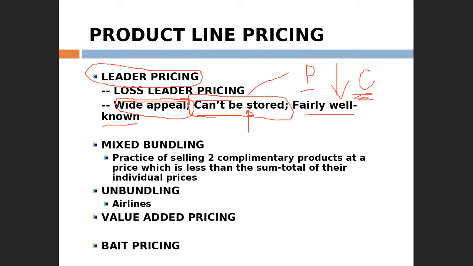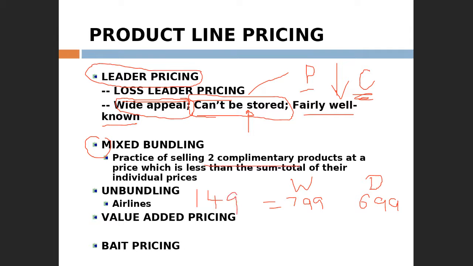The next one we'll talk about is mixed bundling. It's the practice of selling two complementary products at a price which is less than the sum total of the individual prices. I give the washer and the dryer example here. Let's say a washer costs $799 and the dryer costs, let's say, $699. So what's the total? Somebody give me a quick addition. It's $1,500, less $2. If you buy them separately, you're paying $1,498.